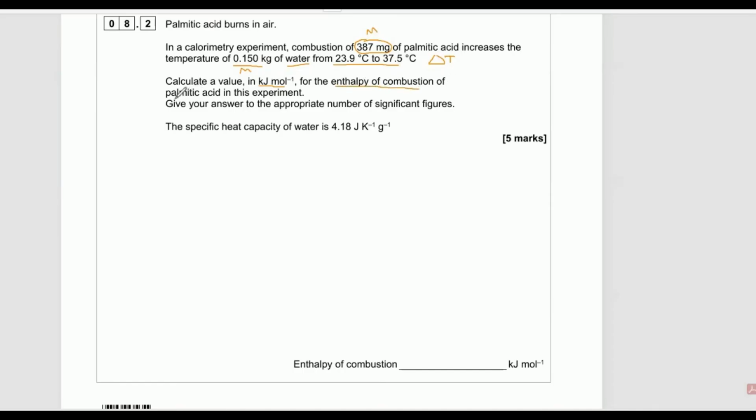The specific heat capacity of water is 4.18 joules per gram per degree. And we want to do this to the appropriate number of significant figures. At A level, that is 3. And this is worth 5 marks.